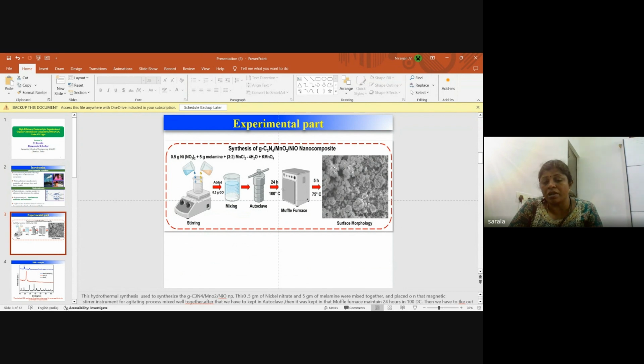After 24 hours, you have to take out the autoclave and let it cool. Then I can get my composite component. This is the morphological structure of that component, that is GCN3, MnO2, nickel oxide nanocomposites.